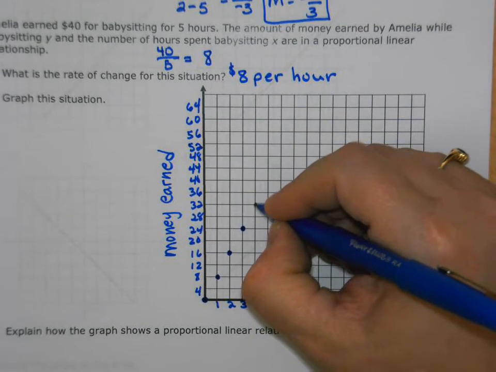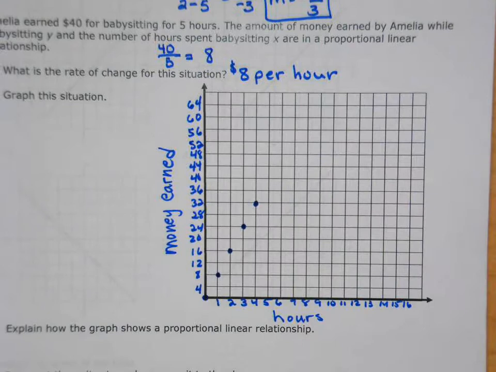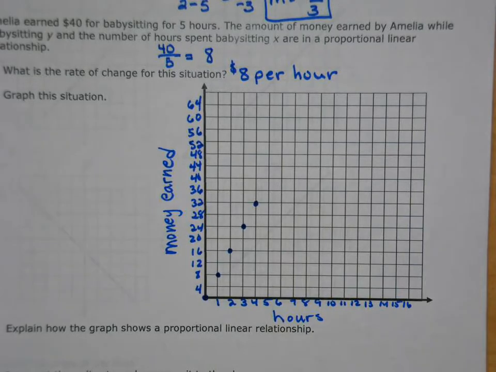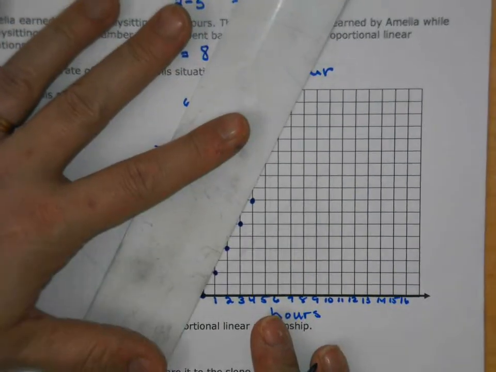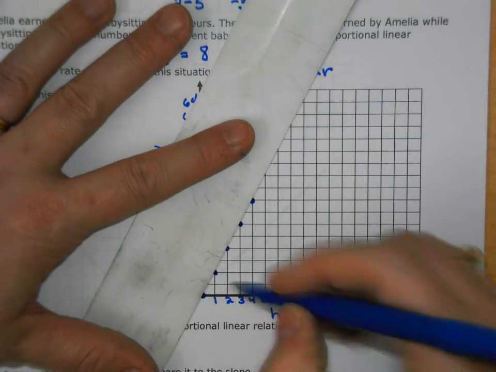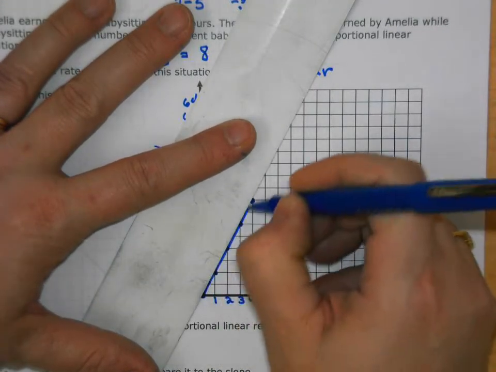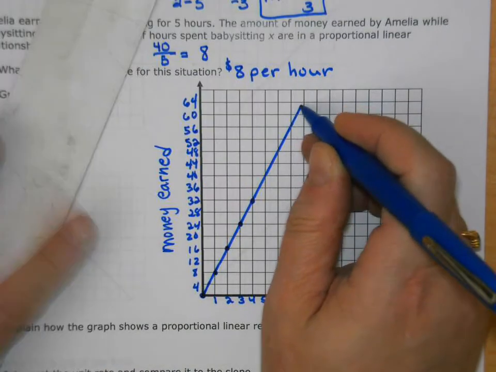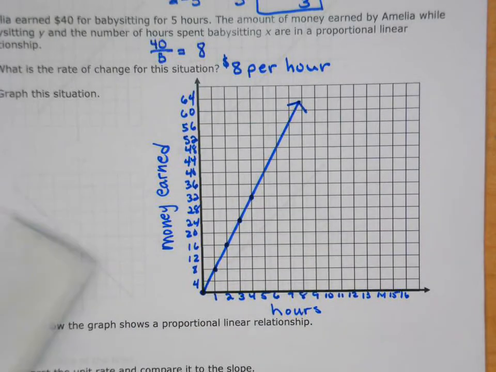32. And I really don't have to graph all of them. I could go ahead and connect them because this is proportional. It should form a straight line and go through the origin. And once I have 2 points, I really could graph the rest. So this would continue on like that.